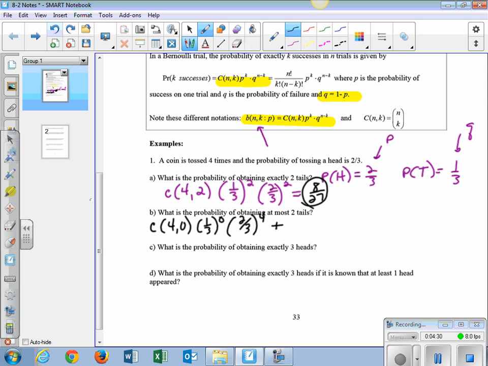Or let's get 1 tail. So combination 4 choose 1, 4 flips with 1 tail occurring. 1/3 would be to the 1st, and then 2/3 would be to the 3rd. Or I could have combination 4 choose 2.